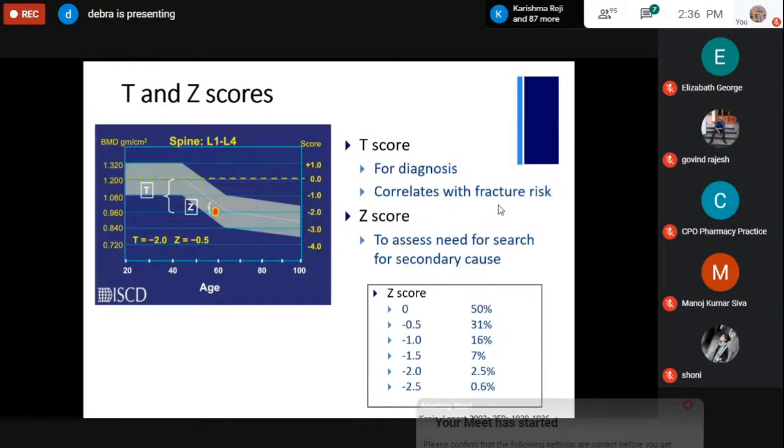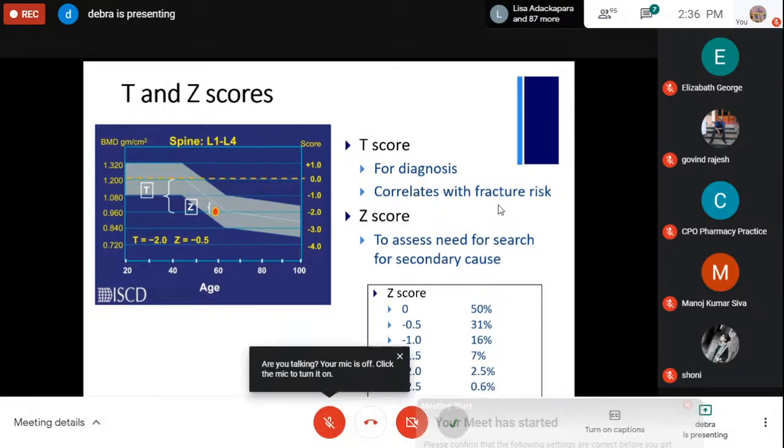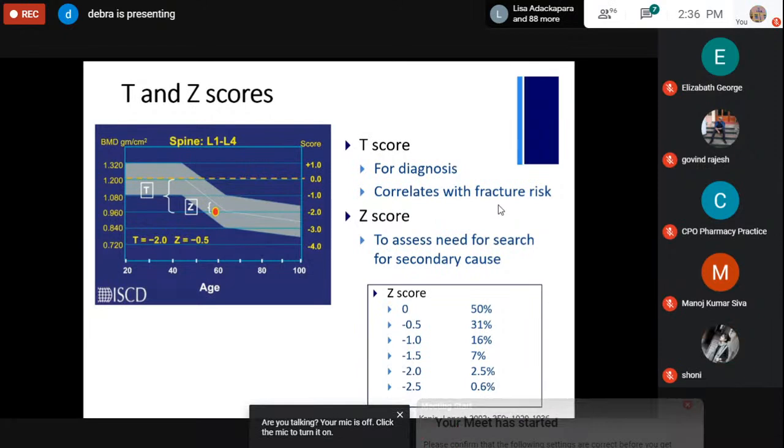So we use the T-score and the Z-score. The T-score is for diagnosis, and that correlates well with fracture risk. Then we have the Z-score, which is used to assess whether there's a secondary cause for that person's osteoporosis, that there may be another reason for that person to have developed osteoporosis.